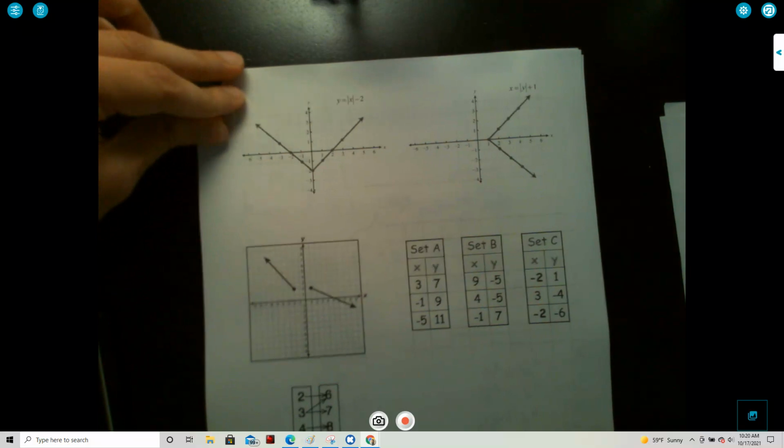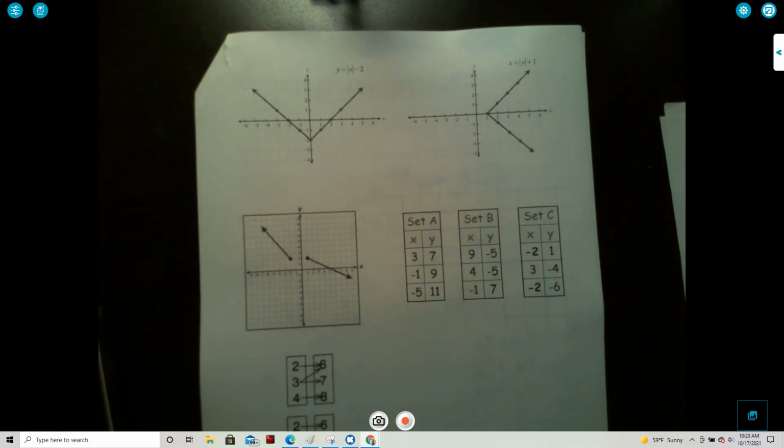So determining whether or not something's a function.